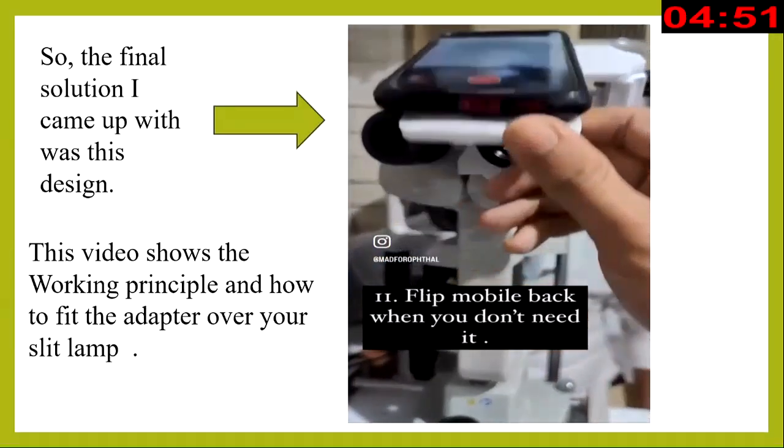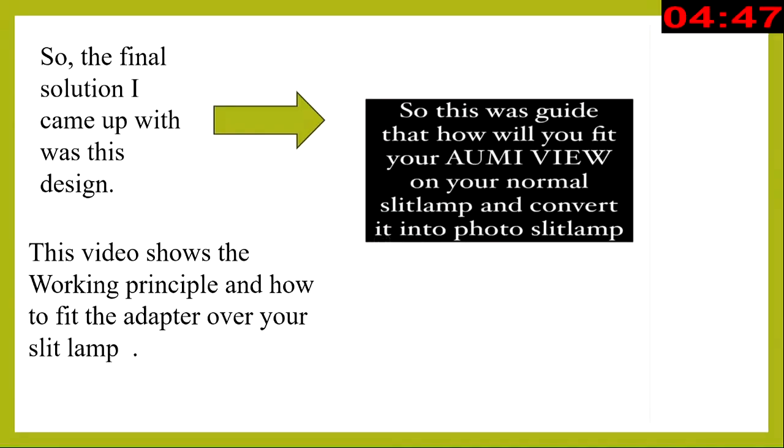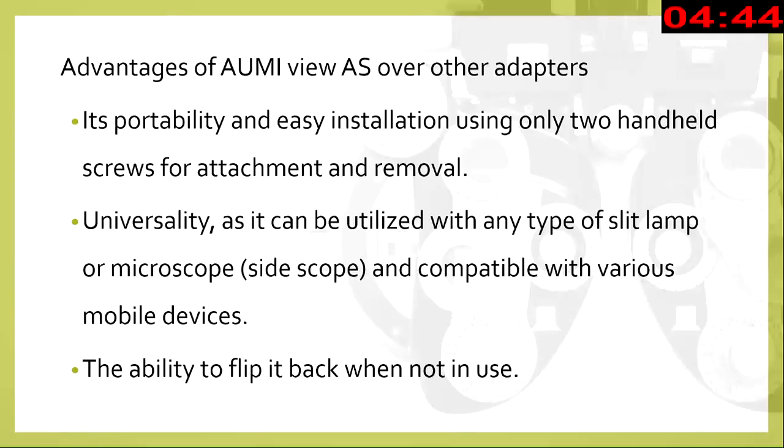Whenever not in use, you can just flip it back and use the slit lamp as you were using it before. So now the advantages of OmniView AS over other adapters are that it is portable, you can easily install it with 2 hand screws, and it deals with universality. You can even attach it to the microscope or side scope anywhere, and it can flip back when not in use.